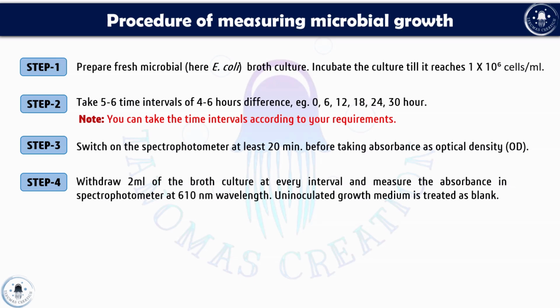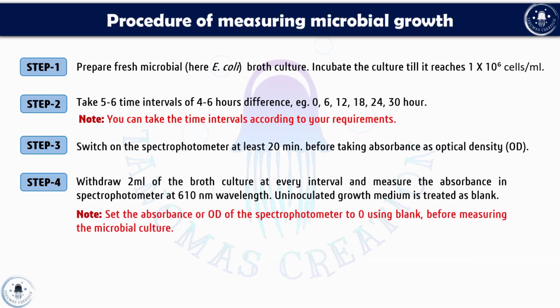Now here you will see that the 610 nanometer is written. Now different wavelengths are there for different bacteria. Okay, so different bacteria have different types of wavelength in which they give their absorbance. Now most of the bacteria are generally measured at a wavelength of 600 to 610 nanometer. You need to keep that in mind. Okay, so most of the bacteria are measured in 600 to 610 nanometer wavelength. However, there are some bacteria which have different wavelengths at which their optical density needs to be measured.